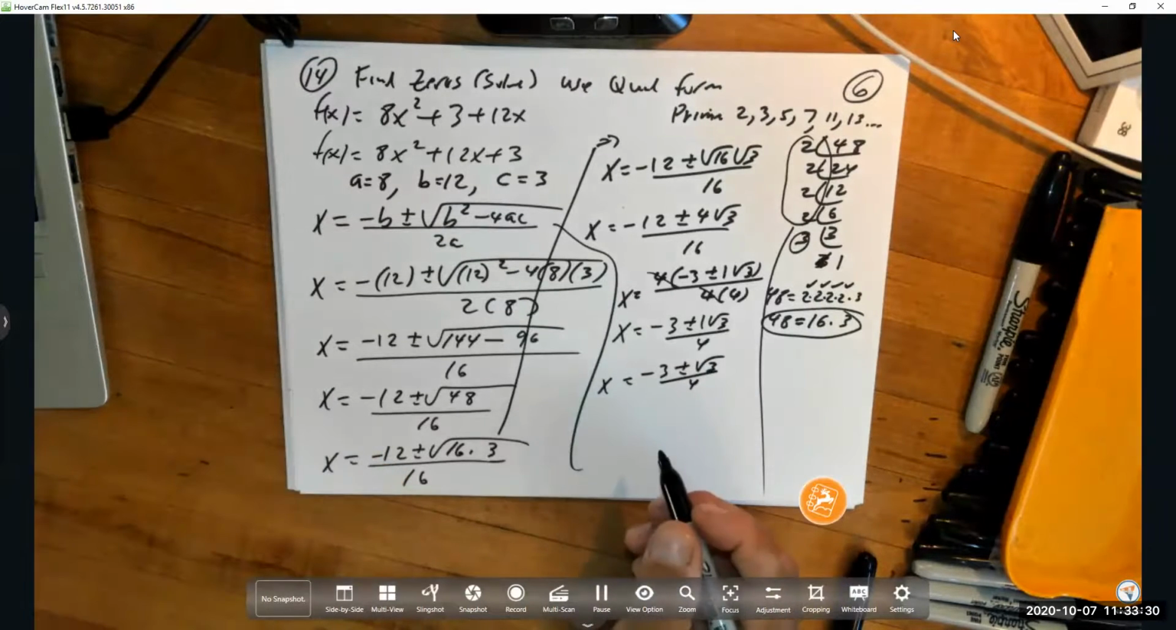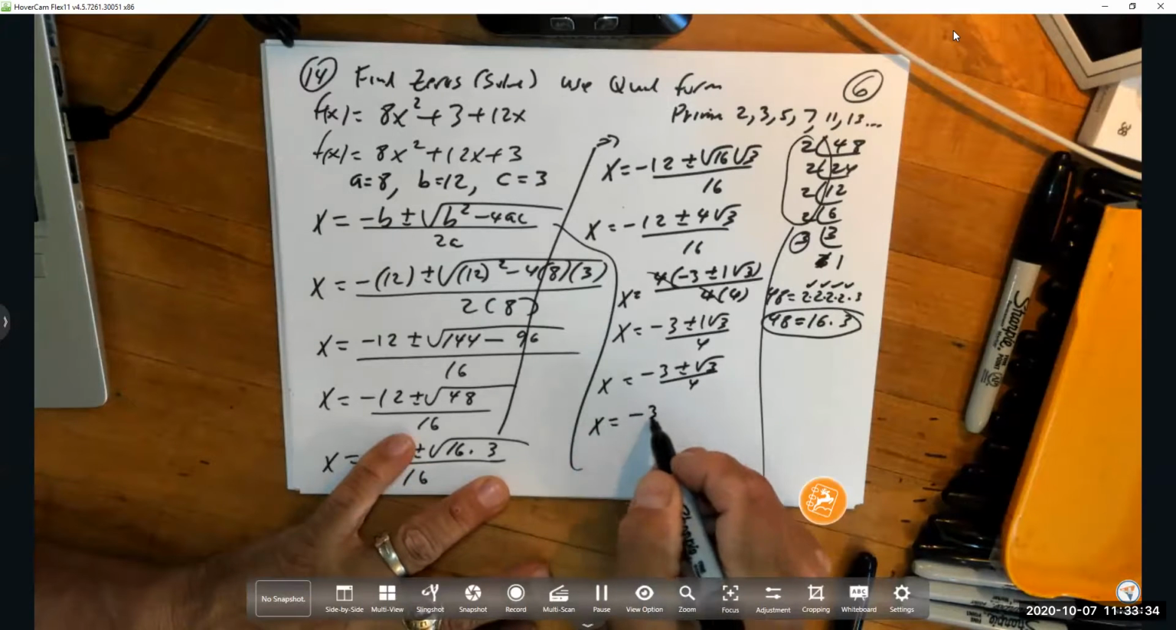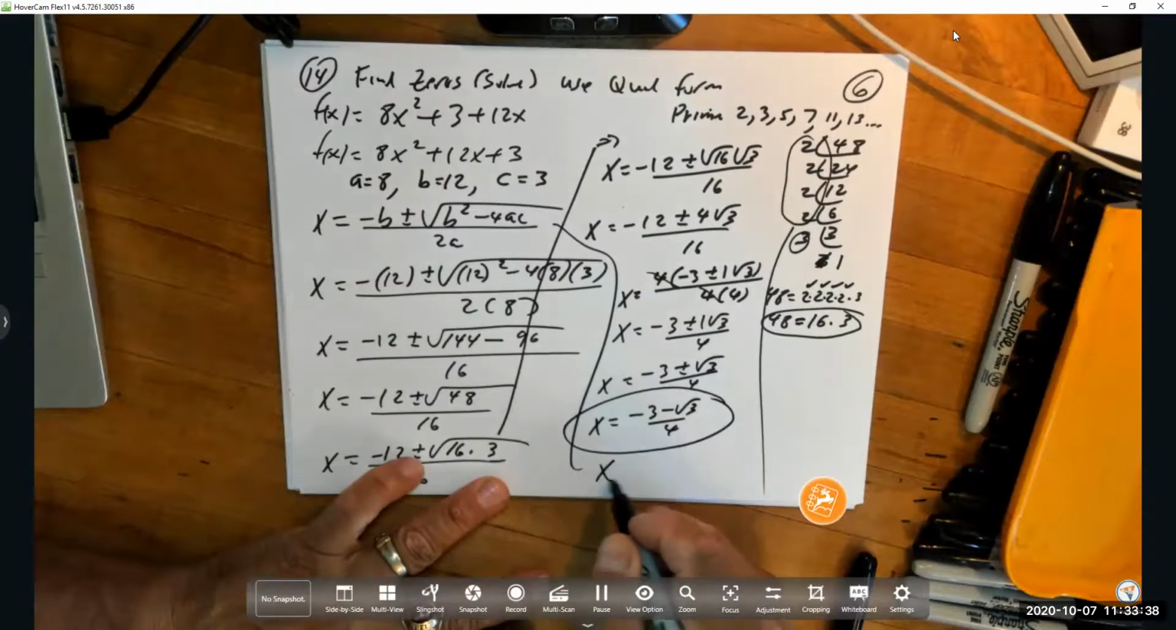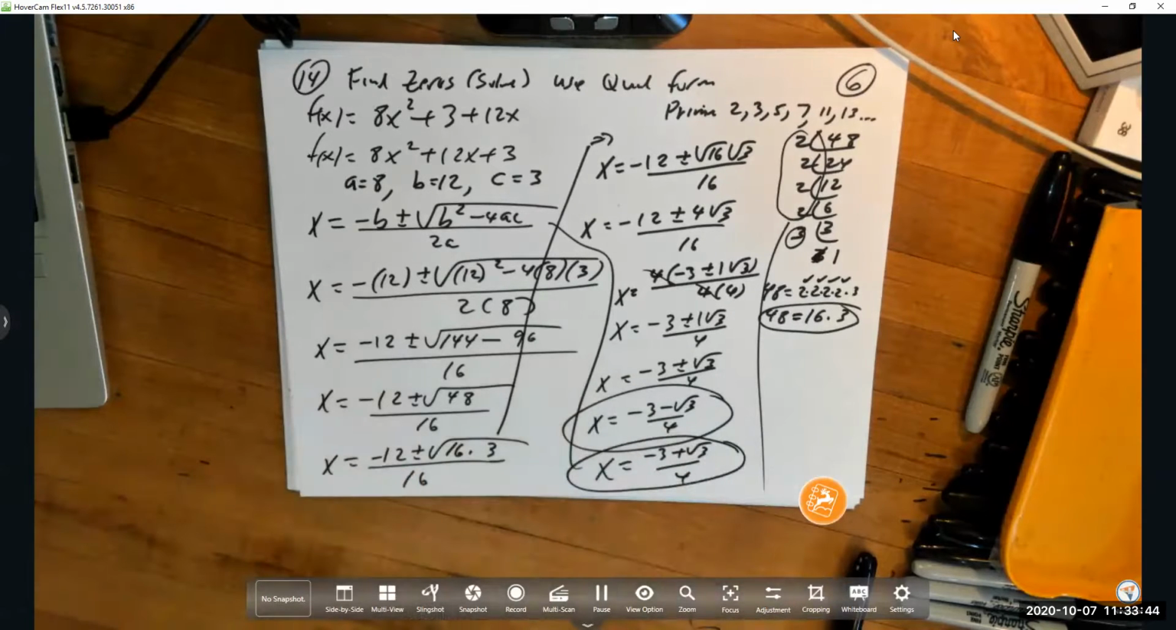So I'm going to get two answers. The first answer is minus 3 minus square root of 3 over 4. And the second answer is minus 3 plus square root of 3 over 4. So I got two answers, both of them. All right, for number 14. Got the skills, hopefully.